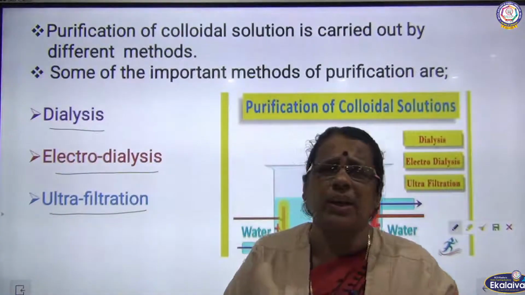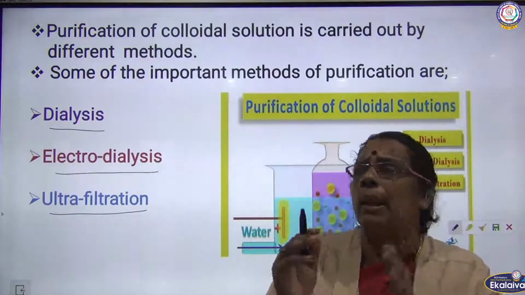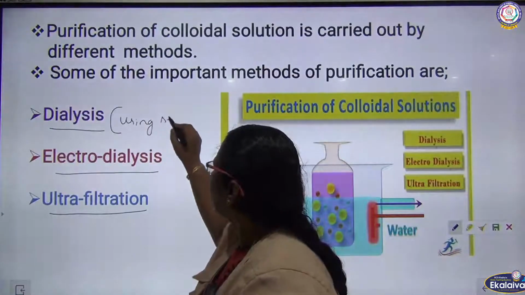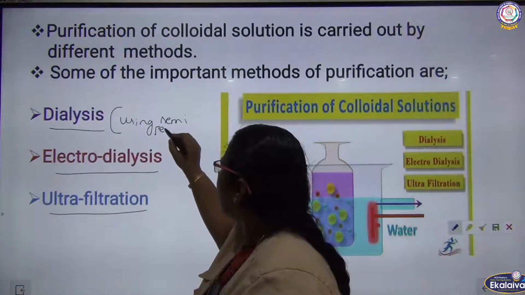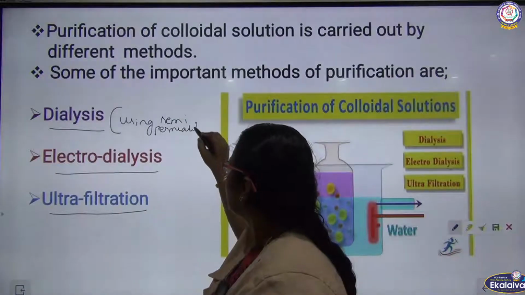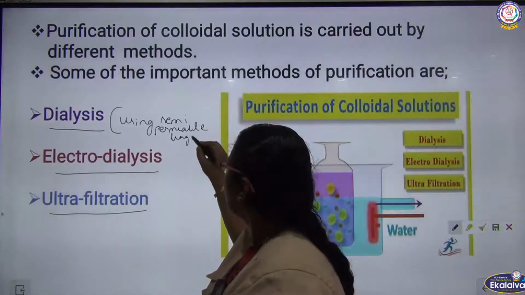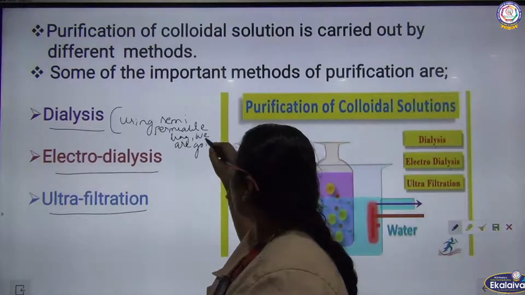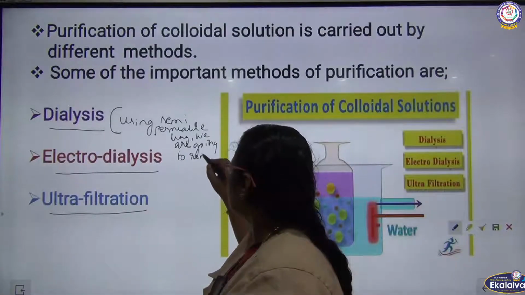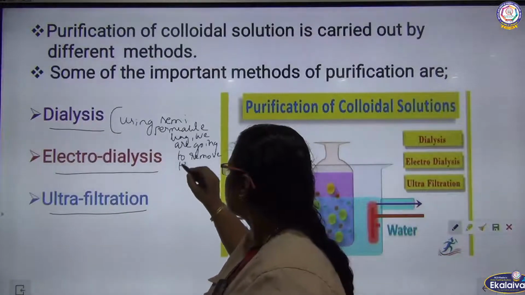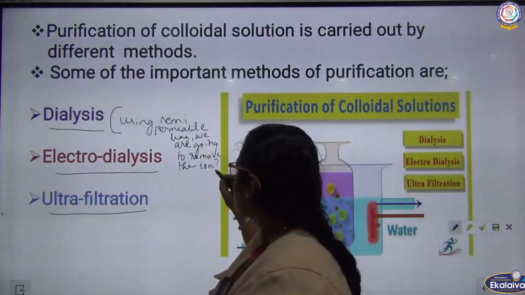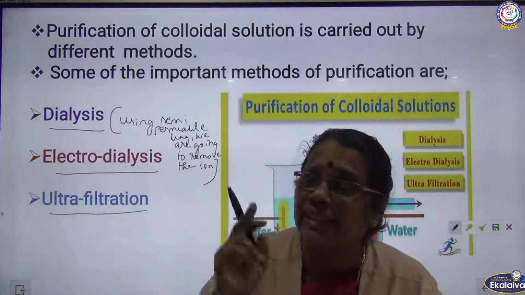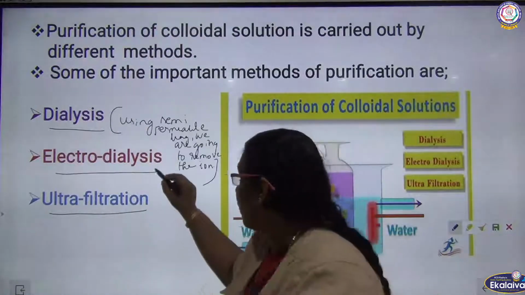What is dialysis actually? Using a semi-permeable bag, we are going to separate and remove the ions. Using a semi-permeable bag, we are going to remove the ions which are present as impurities in the colloidal solution. That is dialysis.